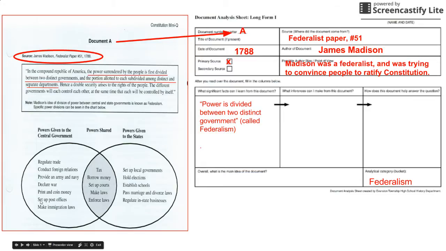You'll notice that a lot of that is things that the government could not do under the Articles of Confederation. So then things that the states could do: set up local governments, hold elections, establish schools, pass marriage and divorce laws, and regulate in-state business. Then we also have this information in the middle part here that's shaded that tells us the powers that are shared between both the states and the central government. Things like taxing, borrowing money, setting up courts, making laws, and enforcing laws.